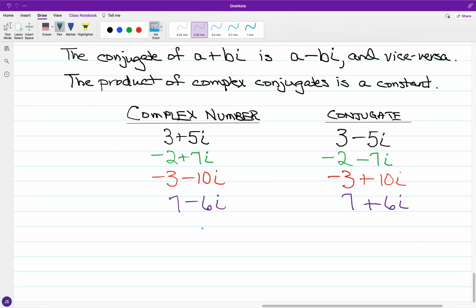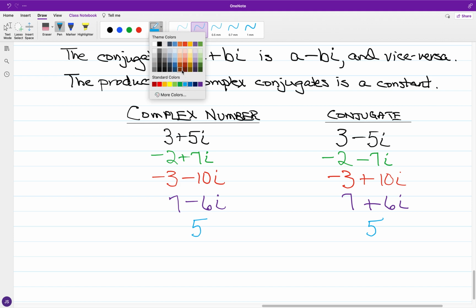Okay, if I have just, say, the number 5, the number 5 is just going to be referencing a, and so there's no presence of a bi entity, and the conjugate is going to keep the same value of whatever represents a. So the conjugate of 5 is going to be 5.